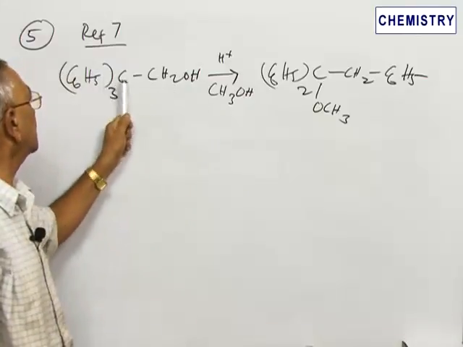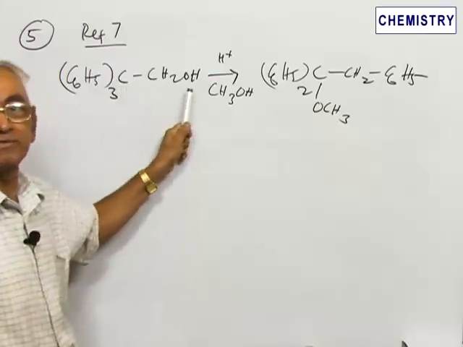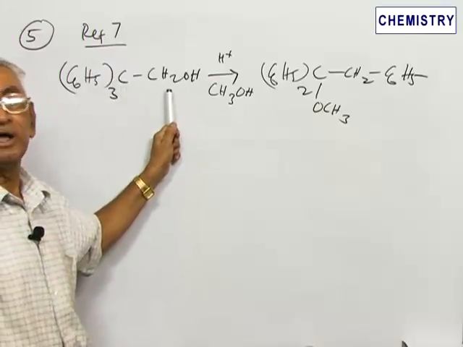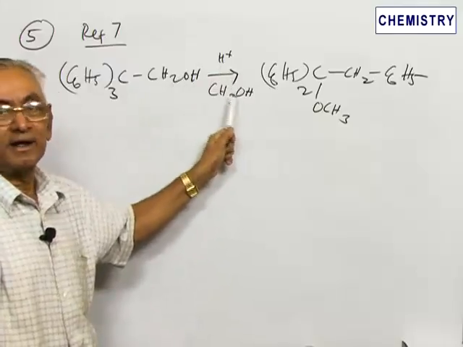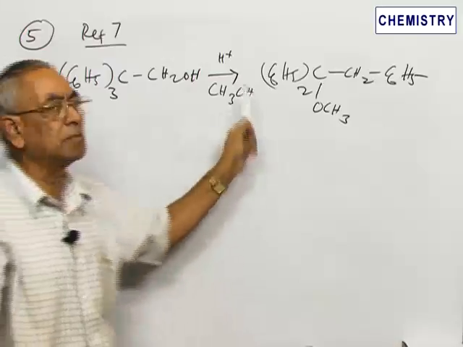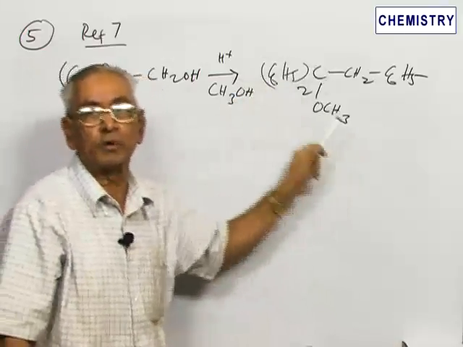That is (C6H5)3C, and instead of COOH, we have CH2OH. What will happen when it is treated with hydrogen and treated further with methanol? That will be another way of looking at the question.